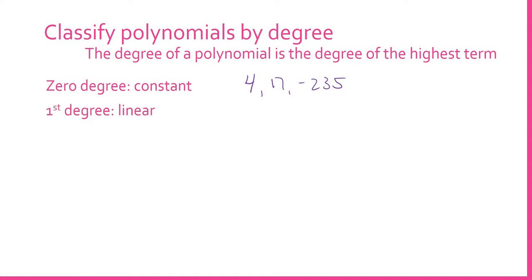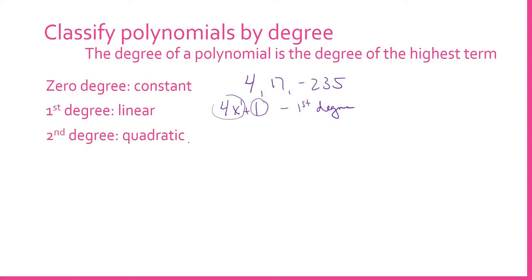A first degree is a linear equation. You have seen linear equations in the form mx plus b. Again, the degree of this polynomial is the degree of the term with the highest power. The highest power is first degree. This term is 0 degree, so the entire polynomial is first degree.